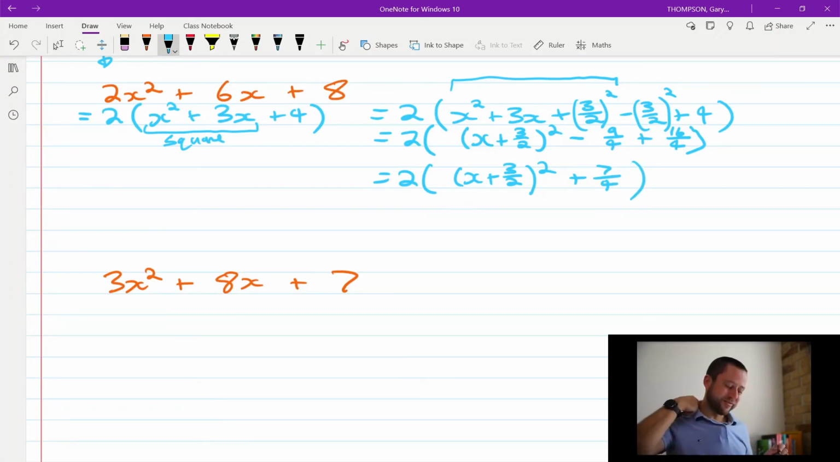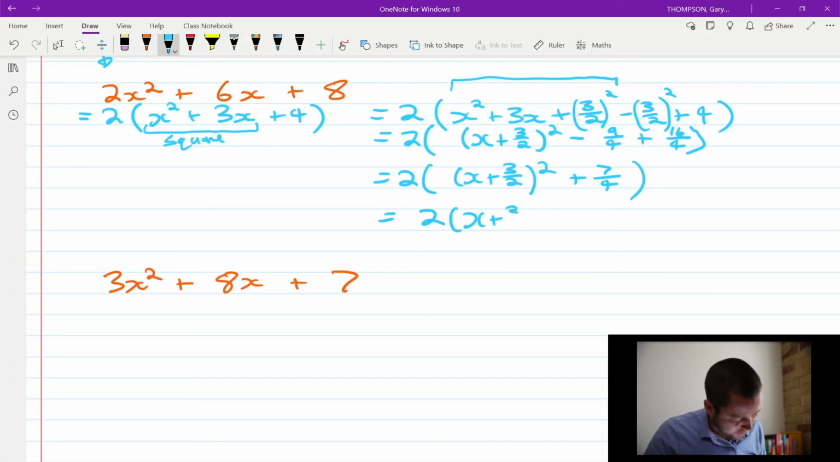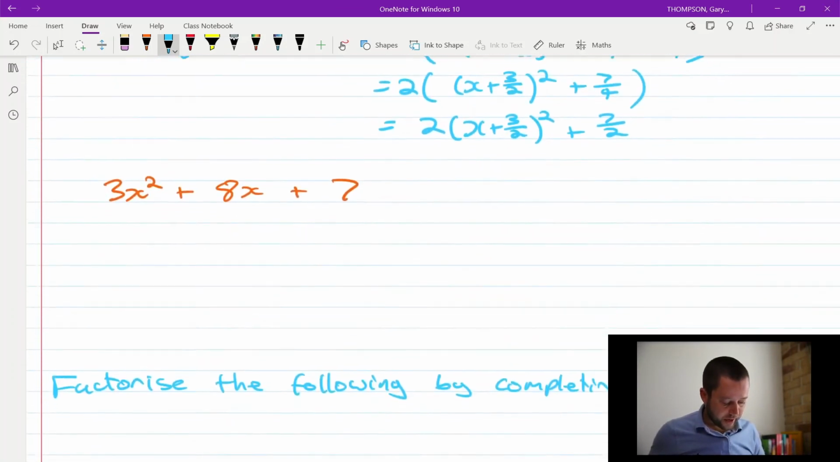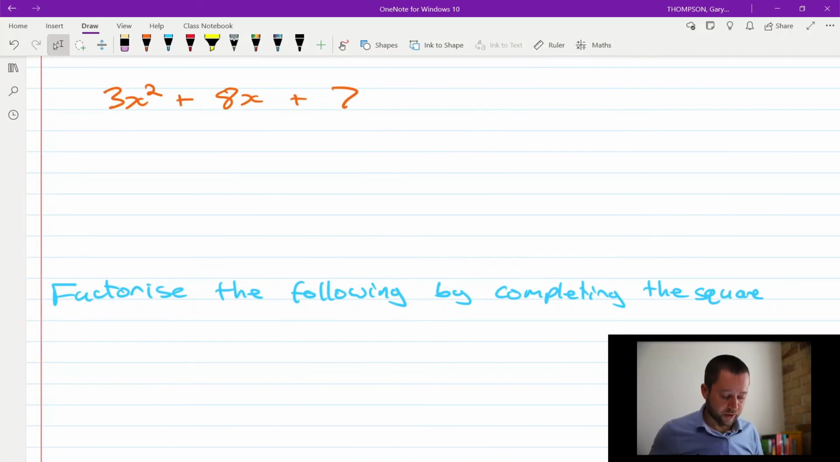Now, this is not really a tidy way of leaving it. I'm actually going to put the 2 back in and distribute the 2 across each of the terms in the middle, because that's going to be a lot tidier. So it's going to be 2 outside of x plus 3 on 2 all squared, plus, if I did 14 on 4 and then simplified it, that'll give me 7 on 2, or 3.5 if you were using decimals. Okay, that's that solution. I'm now going to go through the next problem, the same approach. It's going to be more complex fractions. Pause the video now and have a go, and then come back to me when you're ready.